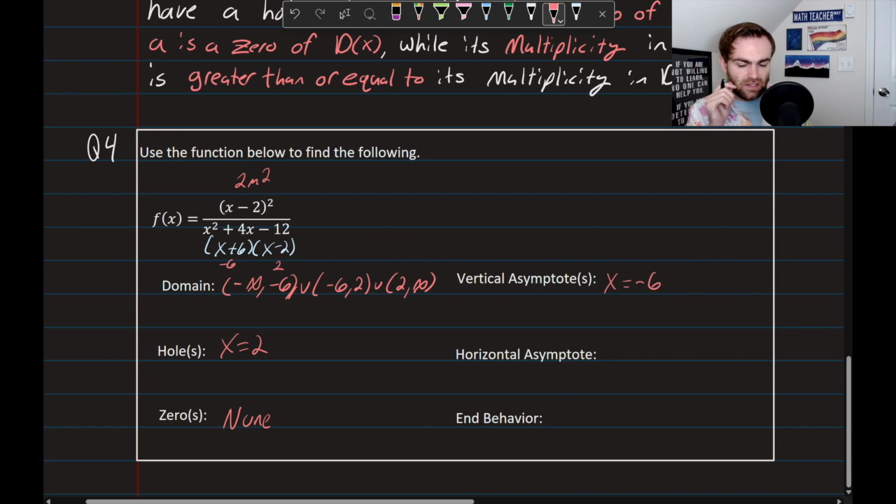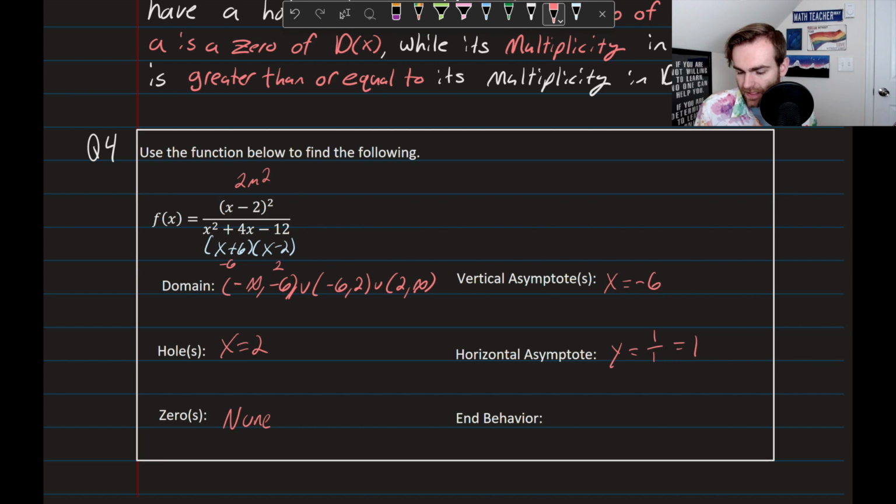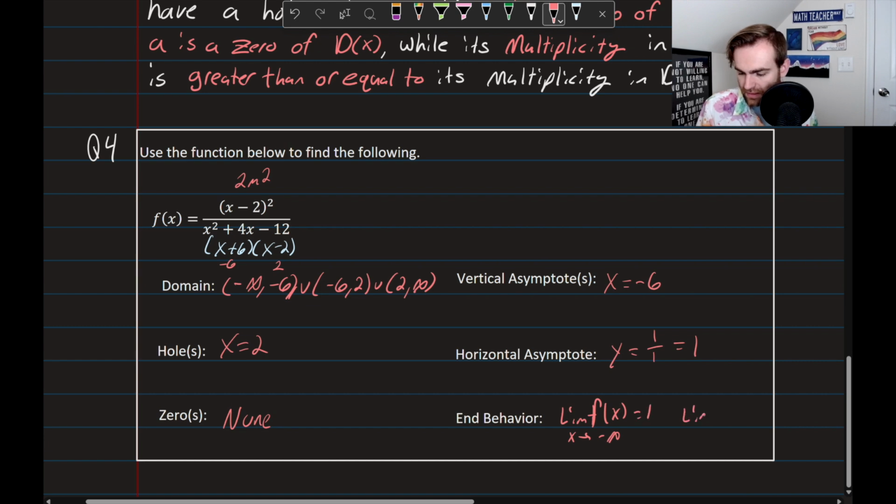Horizontal asymptote, well, they do have the same number of zeros, which means the degrees are the same. Degree 2 in the numerator, degree 2 in the denominator. If we look at the leading coefficients, we would still get y equals 1 over 1, which is just 1. And our end behavior, well, that requires us to write it as a limit. So the limit of f of x as x approaches -infinity would be 1. Limit as x approaches infinity of f of x is also 1.